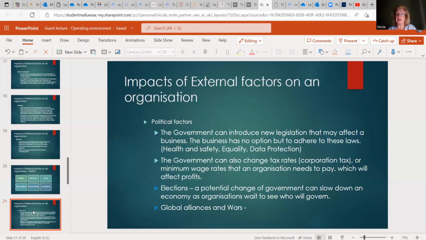Elections, which is when you might have a change of government, can slow down an economy as organisations are going to wait to see who will govern. If it's the political party that's in opposition that gets in, it's going to change the way it runs an economy. So people often wait until this is done.